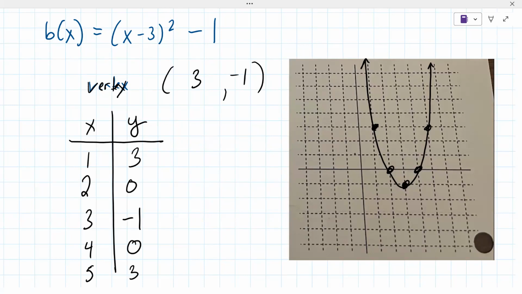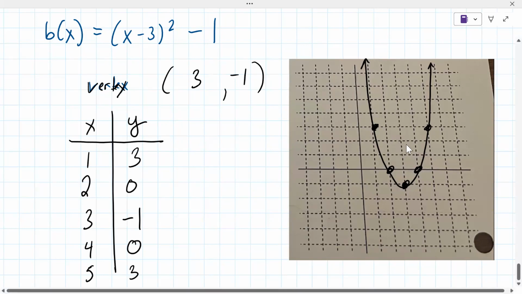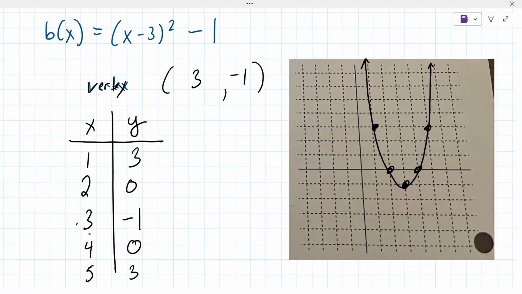Will the points always be the same for the top 2 and bottom 2? Like if you find 4 and 5, it'll always be the same for 2 and 1? Yes, as long as they're the same distance away. See how 4 is 1 away from 3 and 2 is 1 away from 3? Yes, that's why, if they're the same distance away.